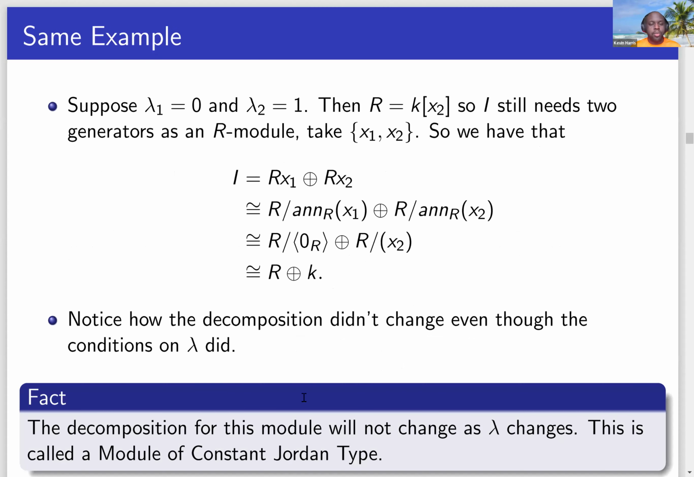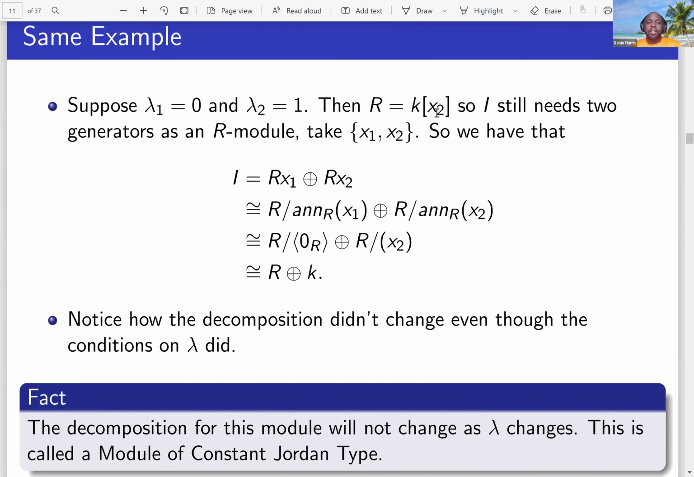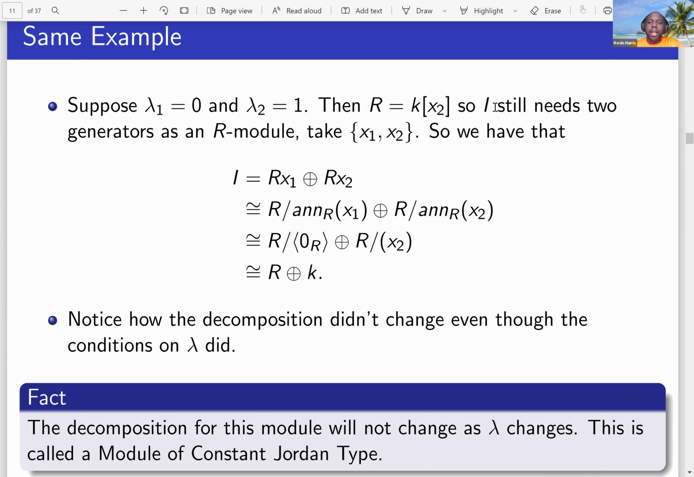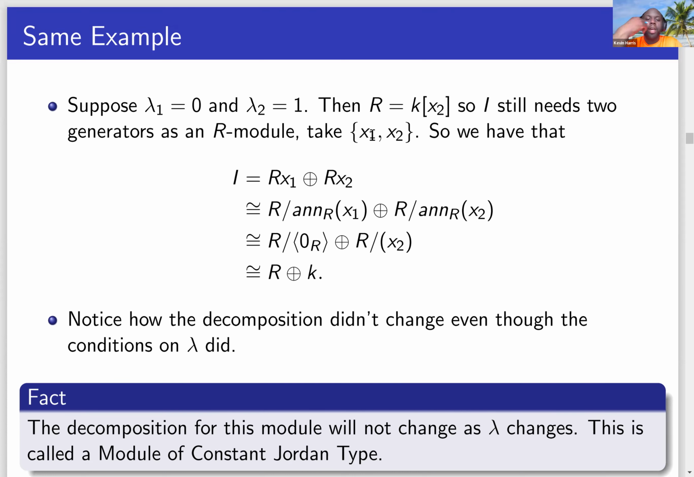If we decide to flip the conditions, so if we let lambda 1 equal 0 and lambda 2 equal 1, so that R is now K bracket X2, we still see that I is still going to need 2 generators to generate as an R module. And of course, we can go ahead and take those generators to be X1 and X2. There's no issue with taking those same generators.